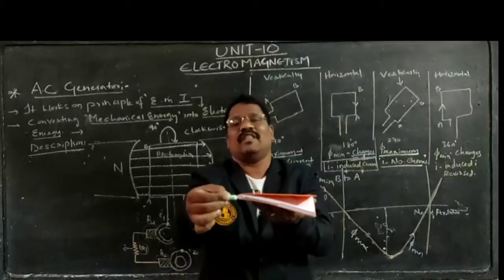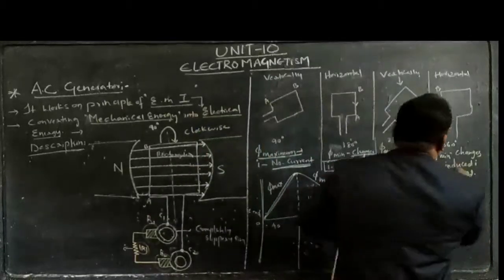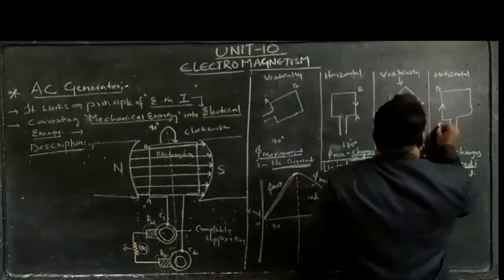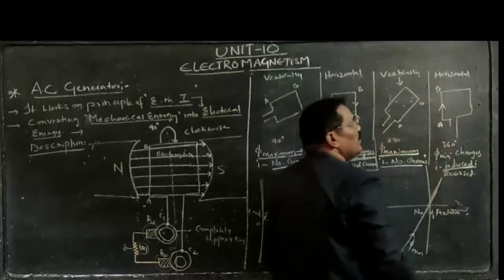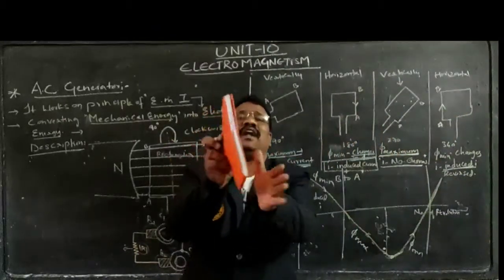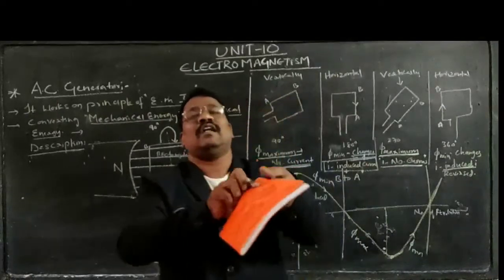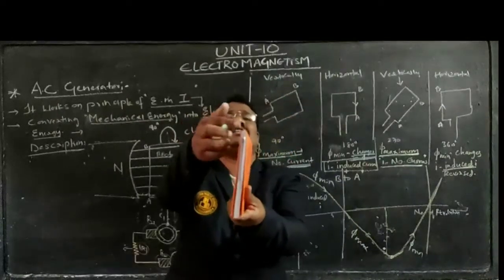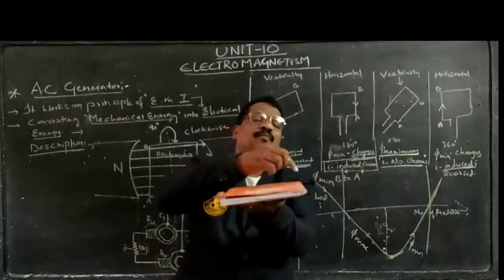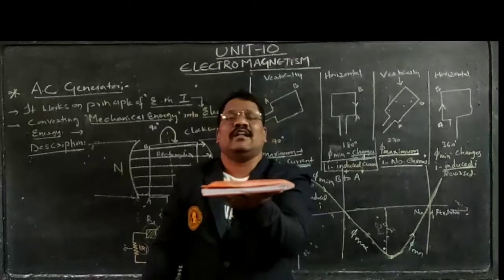Now how will it be there? From A to B it will be there. Therefore, induced current will be produced from A to B, as the coil is rotating continuously. For one complete rotation, twice we are producing induced current. First, the coil is in this position, A, B, B to A. Induced current is produced exactly at the horizontal position.